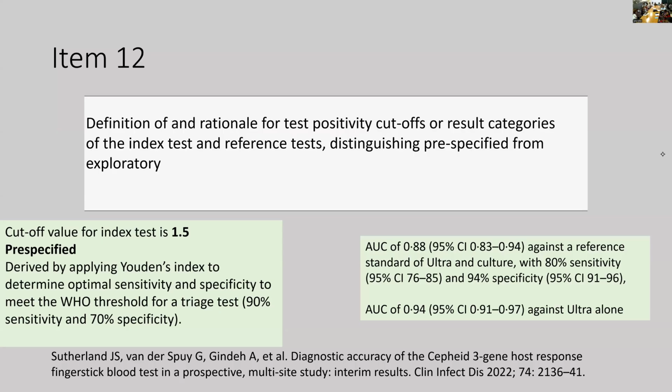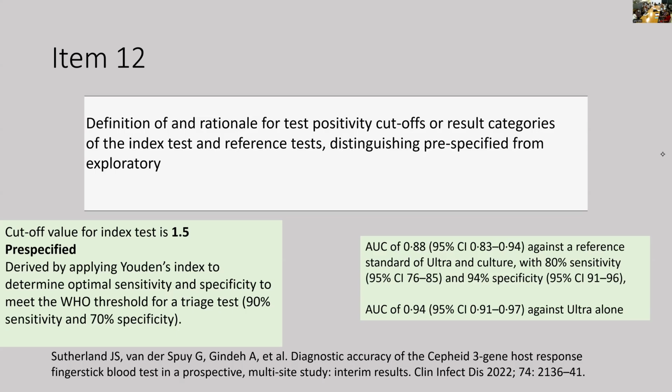Okay, so the next question is the definition of and rationale for test positivity cutoffs in the index as well as the reference test. In this index test, they used a cutoff of 1.5, which is already pre-specified. So where did they get this 1.5 value from? Sutherland JS had published a study in 2022, the interim analysis of their study.